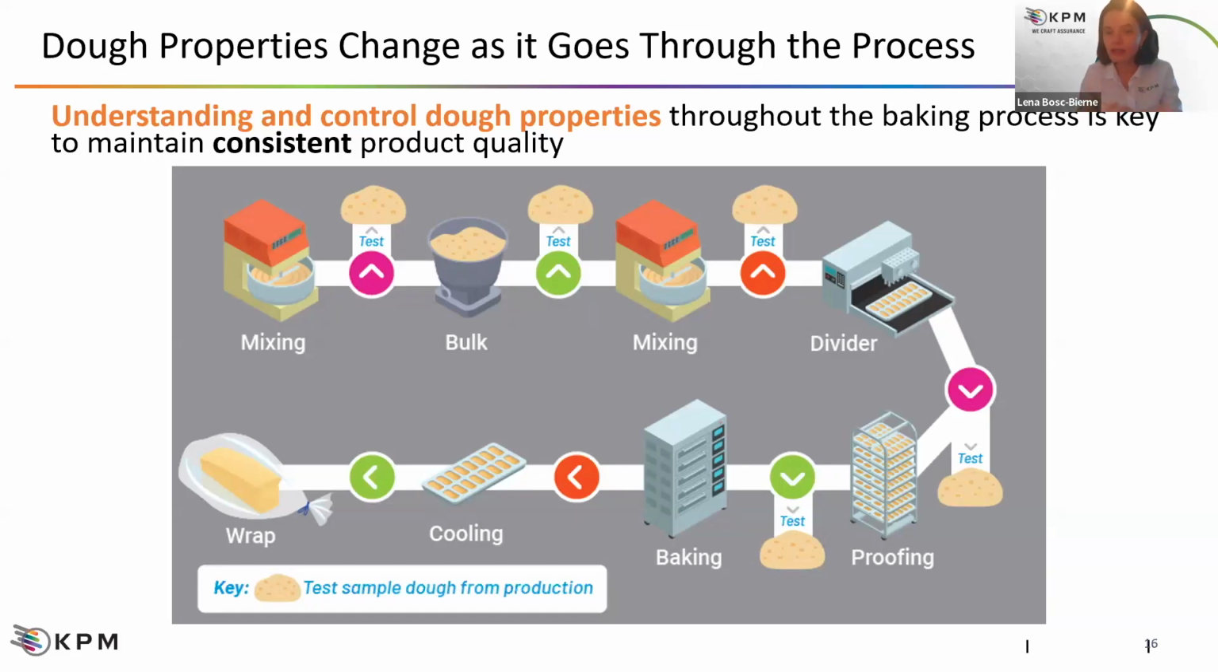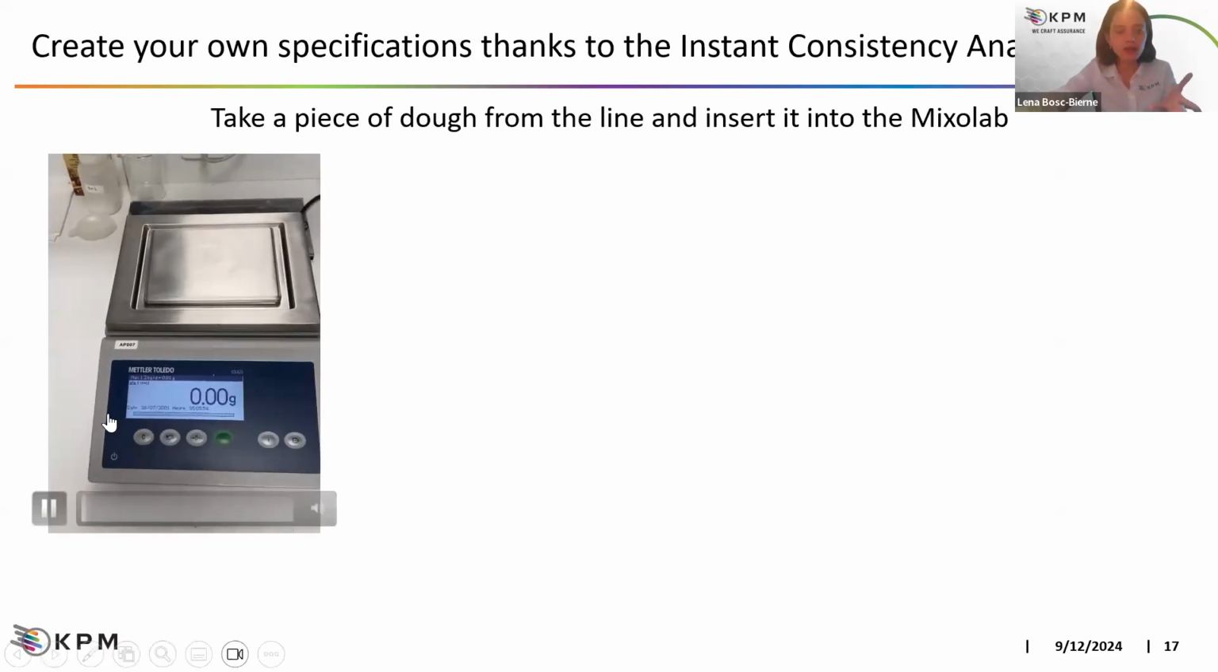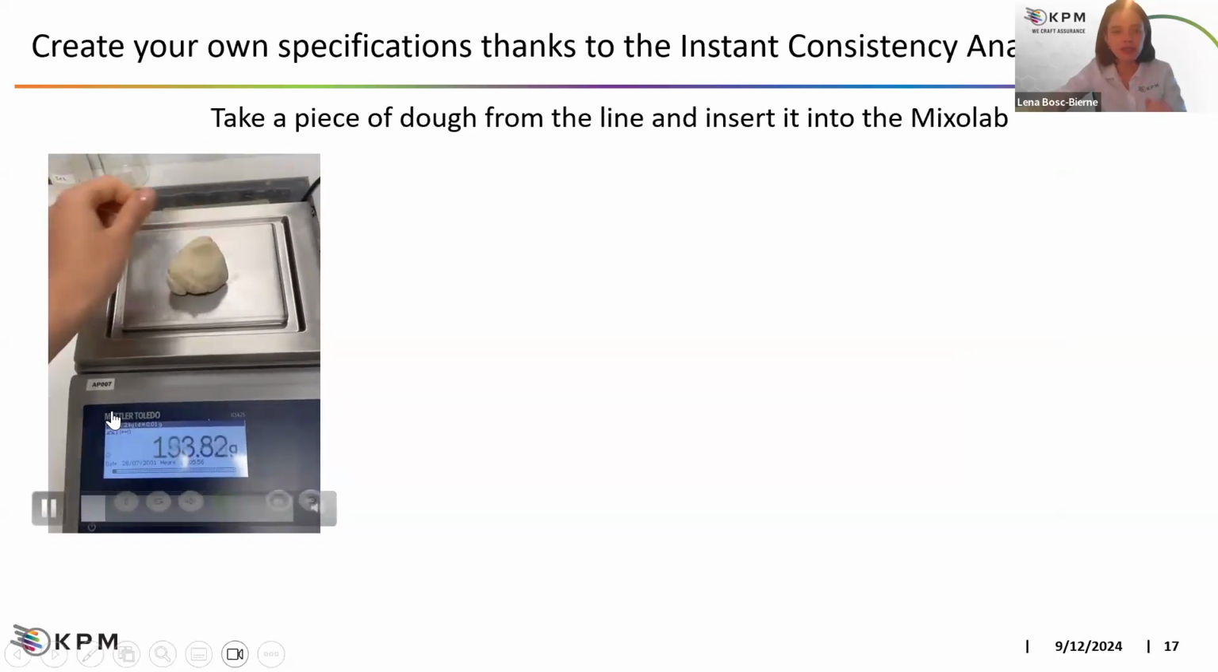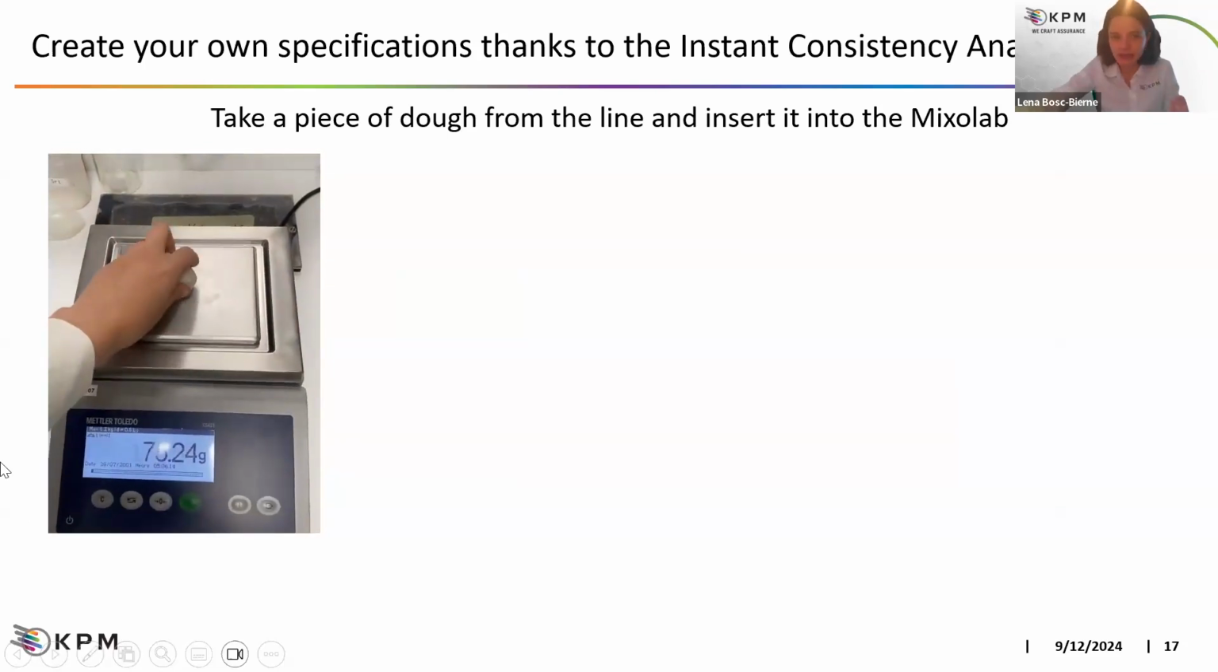Again, that depends on each production. That can be after mixing, before proofing, just before the oven. The idea is to determine those key steps and take a sample of dough from the production line and place it into a rheological instrument that can objectively assess the consistency of the dough at this step. Here, this is how we do it with the Mixer Lab, an instrument that measures the consistency of the dough.